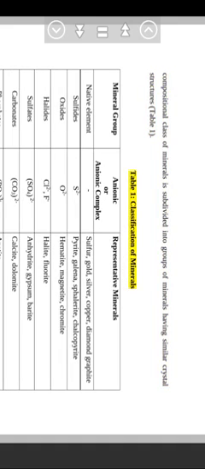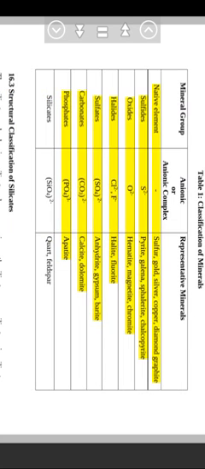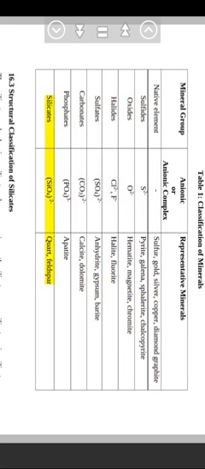Table 1. Classification of minerals. Mineral group, anionic or anionic complex, representative minerals. Native elements: sulfur, gold, silver, copper, diamond, graphite. Sulfides, S2-: pyrite, galena, sphalerite, chalcopyrite. Oxides, O2-: hematite, magnetite, chromite. Halides, Cl-: halite, fluorite. Sulfates, SO4 2-: anhydrite, gypsum, barite. Carbonates, CO3 2-: calcite, dolomite. Phosphates, PO4 3-: apatite. Silicates, SiO4 4-: quartz, feldspar.